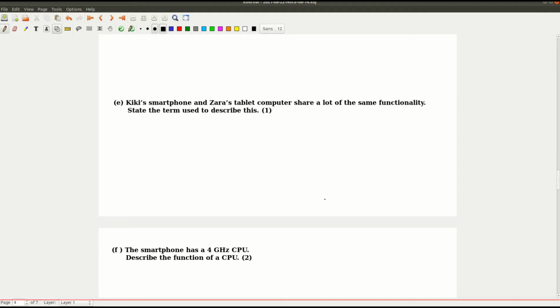Okay. So the next question is, Kiki's smartphone and Jara's tablet computer share a lot of the same functionality. State the term used to describe this. Okay. So there is only one keyword, lot of functionality. So this is the convergence.